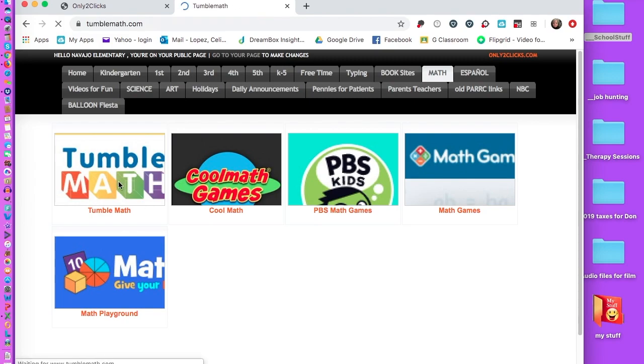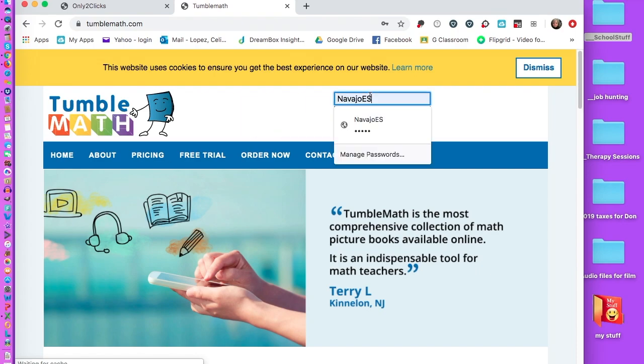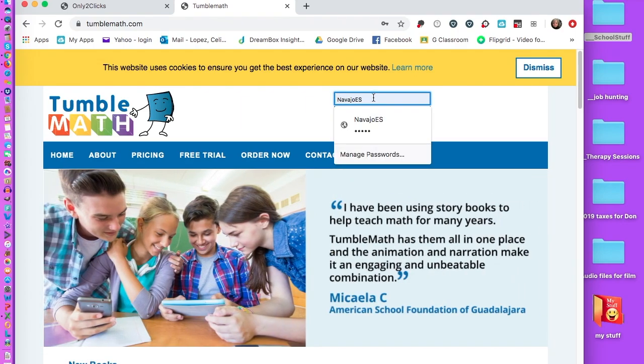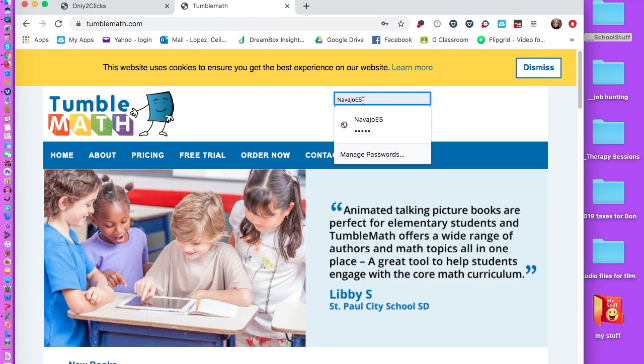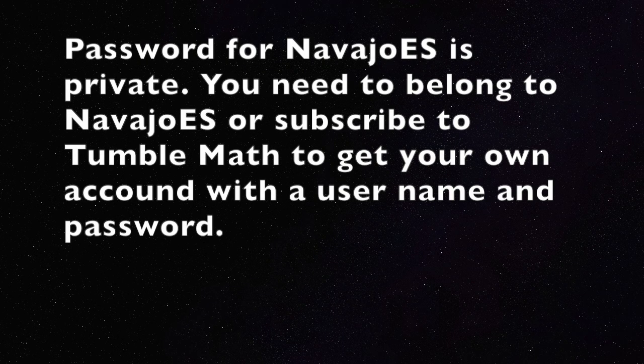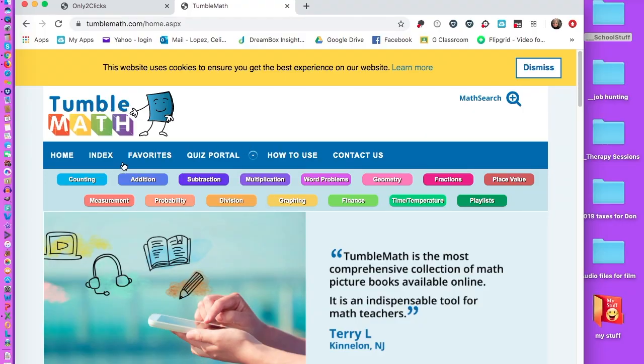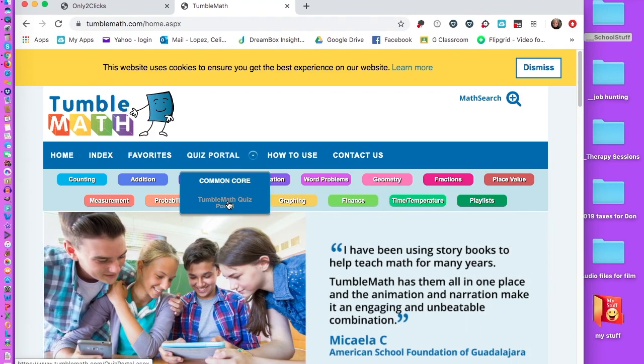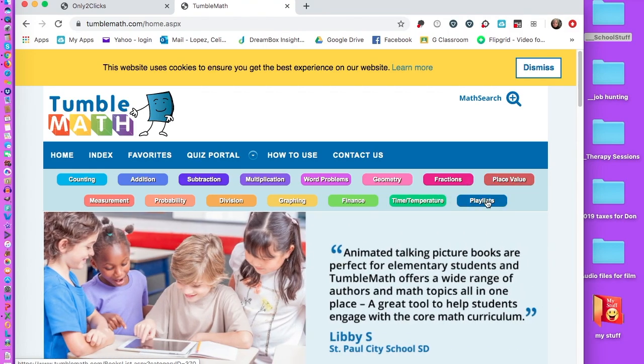So we click on this, and our username is Navajo ES. Our login is Navajo, capital ES, and Navajo is also spelled with a capital. And our password... and here we see all kinds of stuff, quizzes and counting, addition, subtraction for whatever grade you're at.